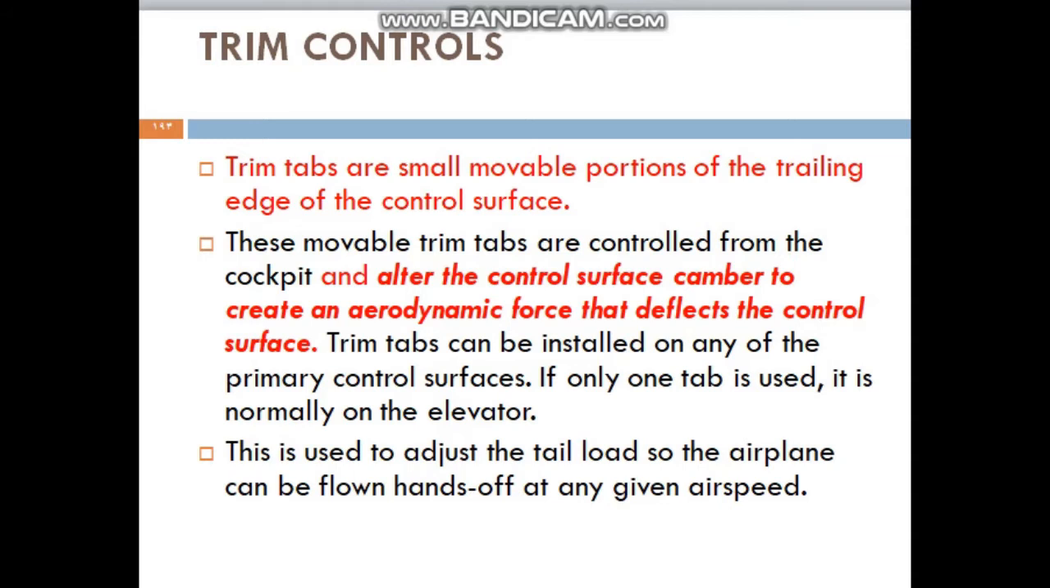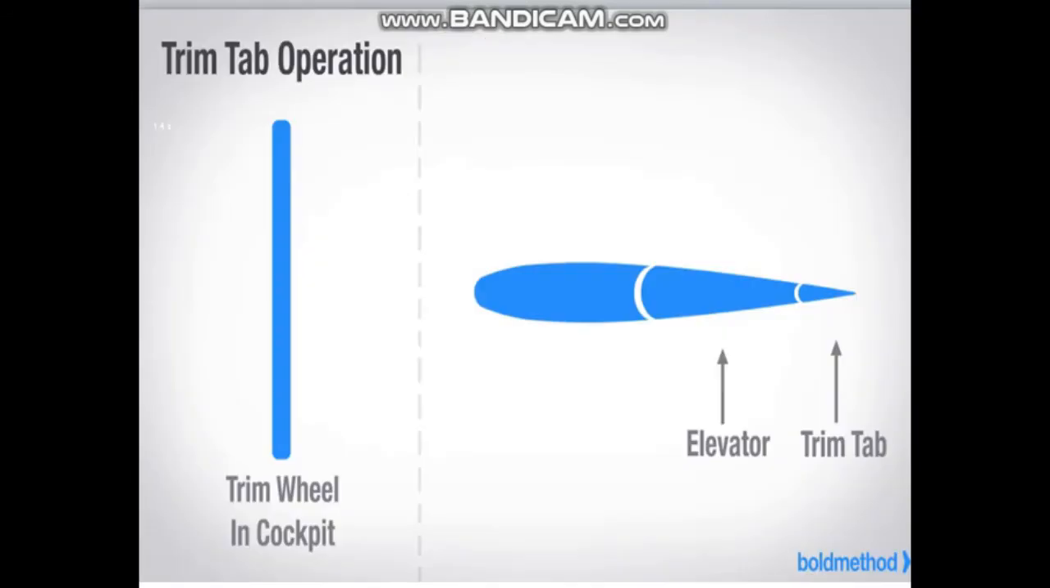If only one tab is used, it is normally on the elevator. This is used to adjust the tail load so the airplane can be flown hands off at any given airspeed. As you see here, this is the horizontal stabilizer of the aircraft, and here we have the elevator. On the trailing edge of the elevator we have the trim tab.